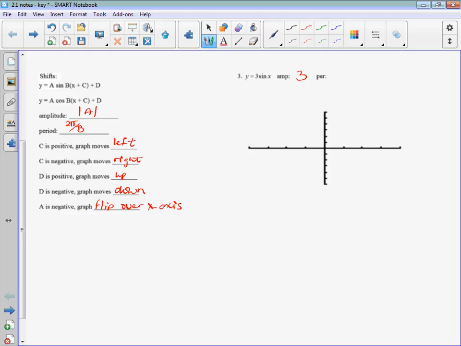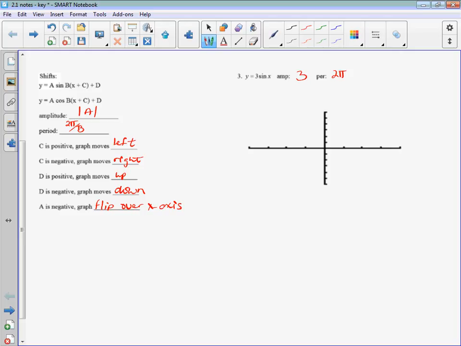What about the period? Was there anything that changed it from the parent graph? Yeah, it's just 2 pi. And if you wanted to go through this part, the 2 pi over b, you can. There's not a number written there, but what number is in front of x, even though we can't see it? 1. So 2 pi divided by 1 is 2 pi. Okay, so that's the process you're going through.